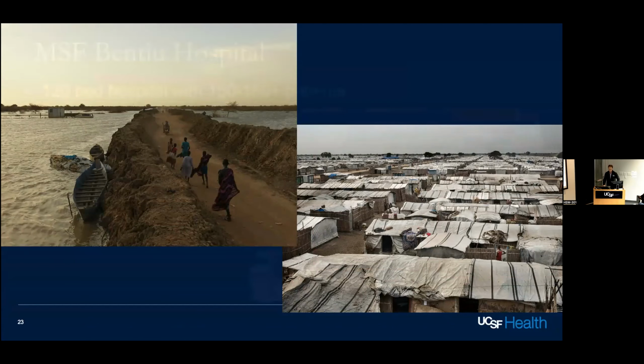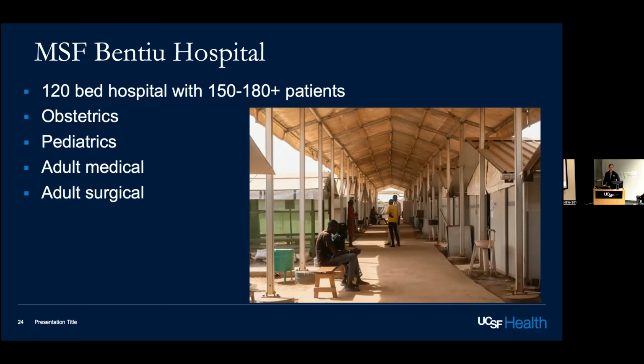It's about a 120-bed hospital, but just like UCSF, we run above capacity, 150 to 180 patients at all times. They do everything: obstetrics, pediatrics, adult medical, adult surgical, pediatric surgical. I'm going to show you a video next, which was filmed a couple of years ago. It's an MSF video from Bentiu, and basically everybody they interview on here is still working there, and I work with all these people. These are all people that live in the camp that are employed by MSF to work within the hospital.